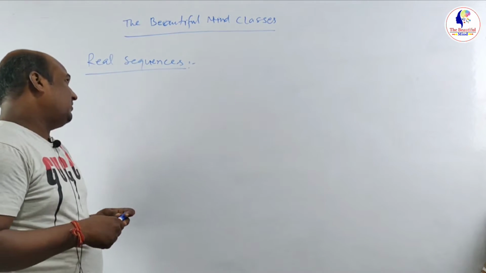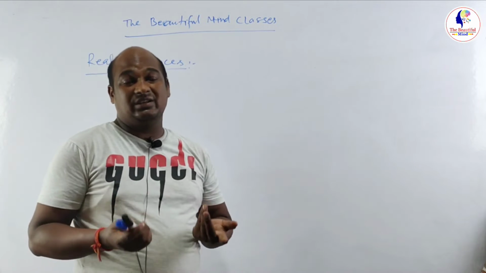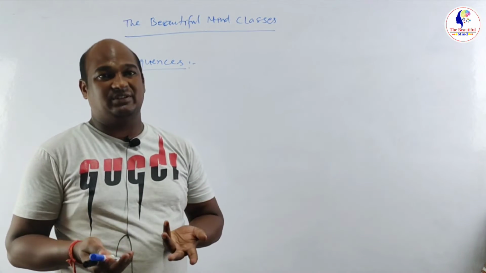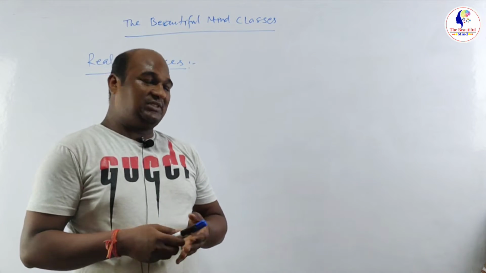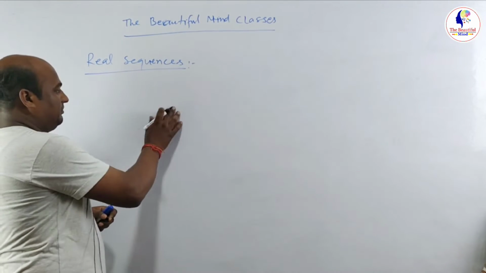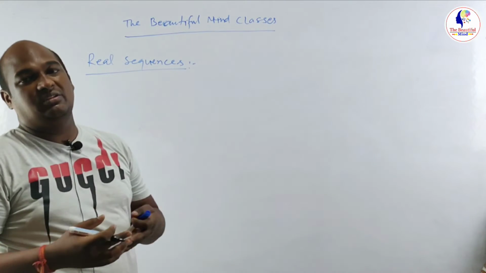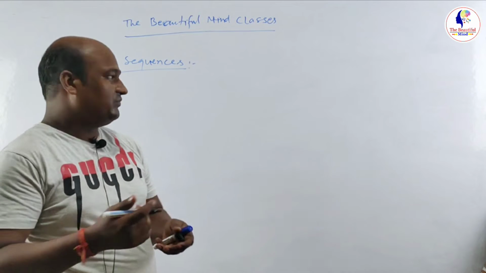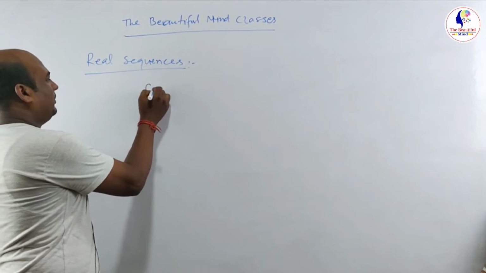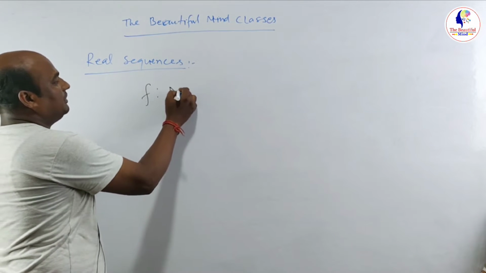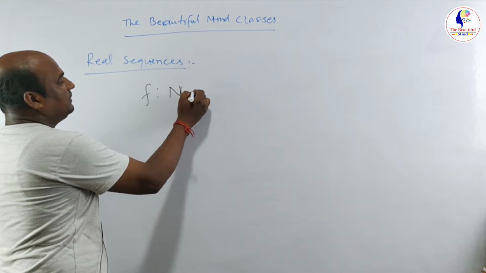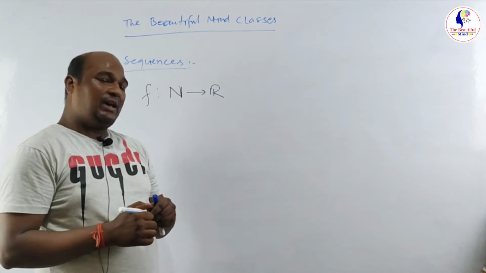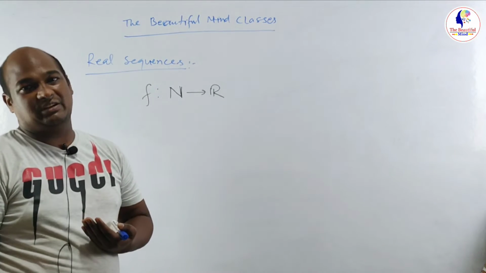So in the first line, what is a real sequence? A real sequence is a sequence of real numbers. So that is basically a function, and we all know about functions. So in the first line, a sequence is a function f from the set of natural numbers to the set of reals, whose domain is the set of natural numbers and range is the set of real numbers.